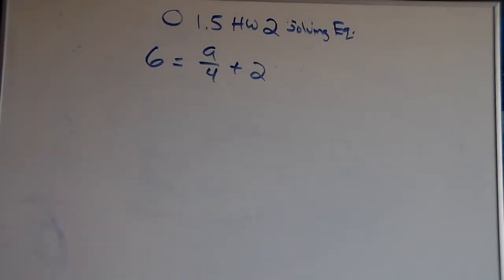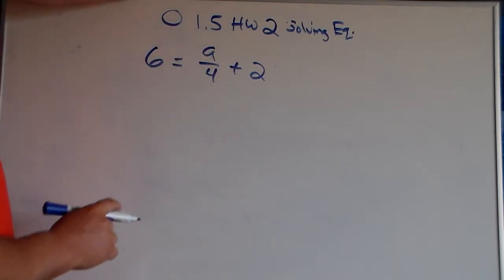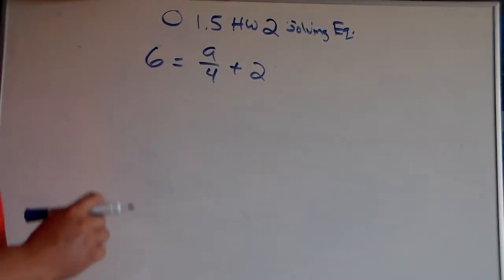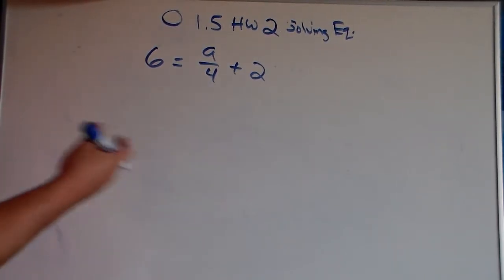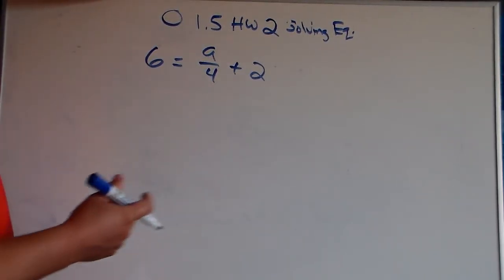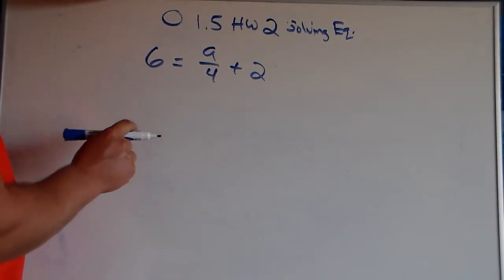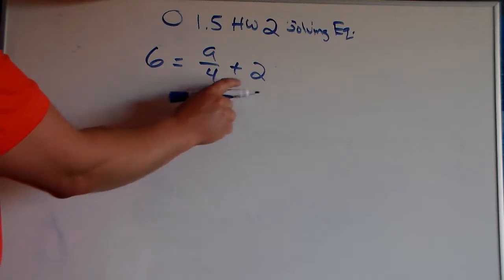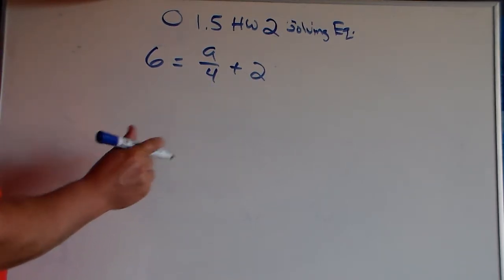Alright, we're going to go over homework 0, 1.5 HW2, solving equations, and we're going to get some more practice with solving multi-step equations here, the smaller versions of multi-step equations, before we get too big. Now, problem number 1 says 6 equals a divided by 4 plus 2. What we first need to do is move this 2 to the other side of the equal sign. So how do we do that?